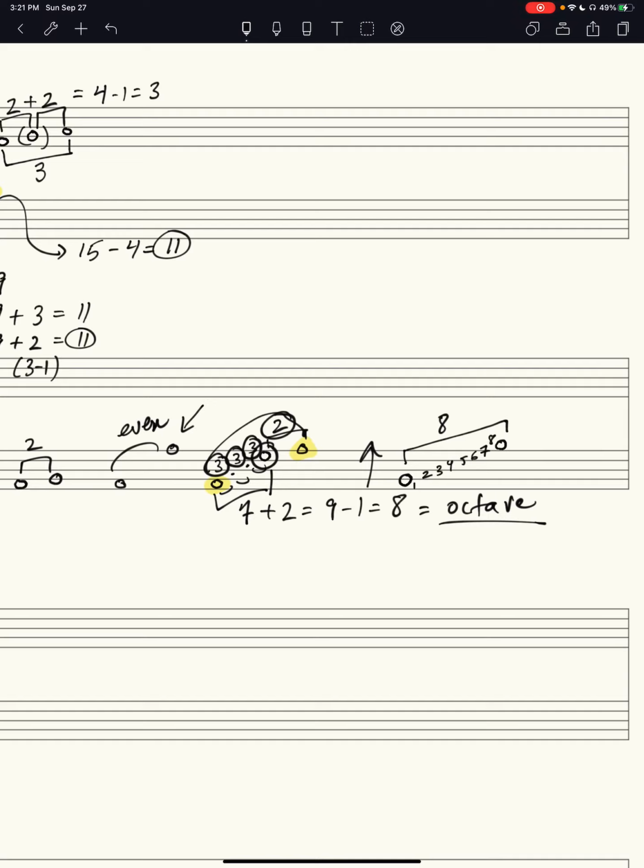So do you see how we got the same result? I mean, obviously this is just longer to count each individual line and space, but you're going to yield the same result, which is 3 skips and a step equals an octave, which is an even number.